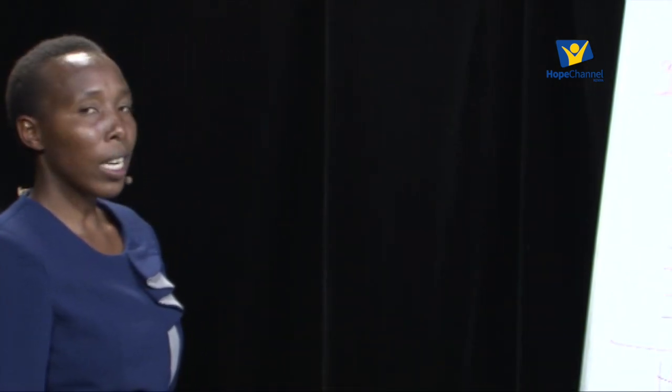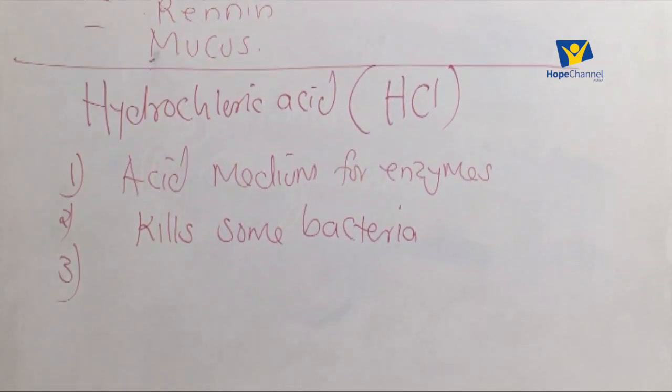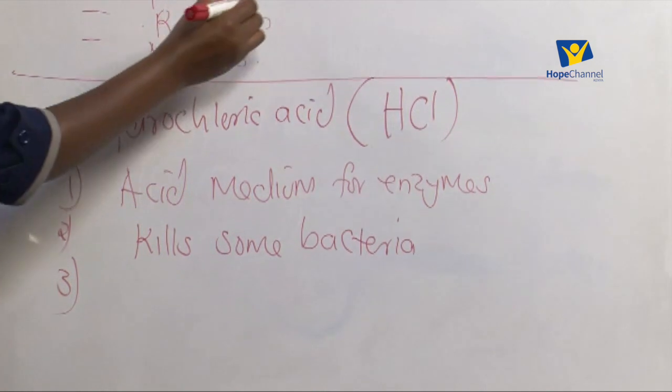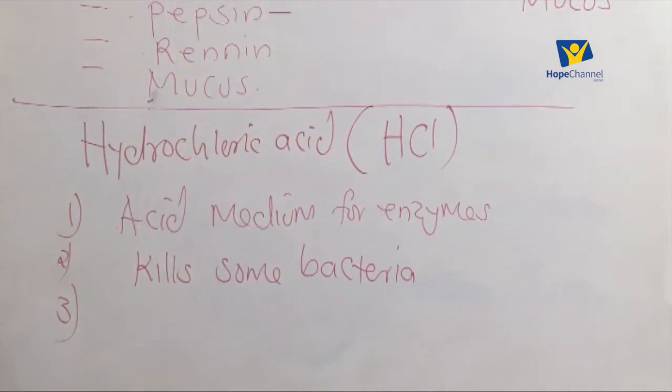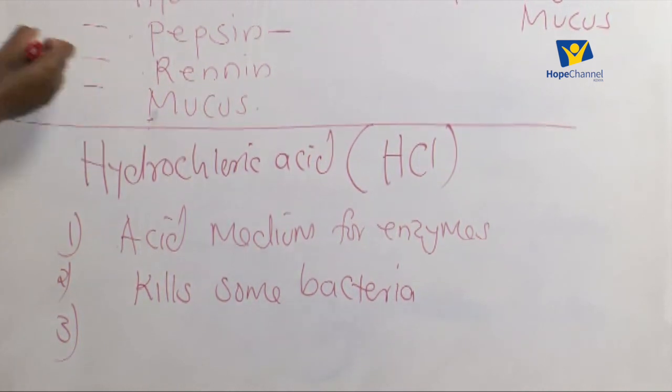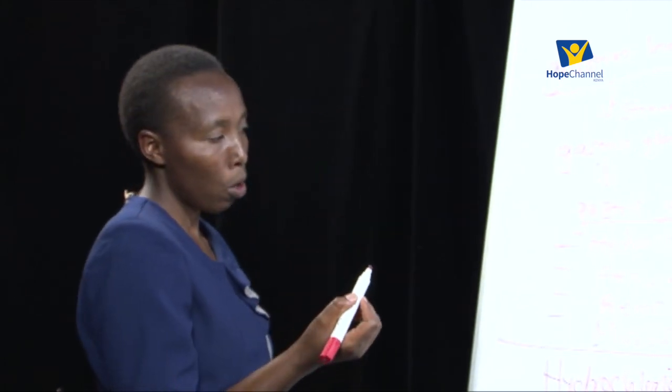And number three, hydrochloric acid activates pepsin and renin. Now, what do I mean by activates? You realize that pepsin digests proteins. Renin digests proteins. And when we talk about pepsin, pepsin is the active part. If the cells that are producing the pepsin produced it in the active form, then pepsin will digest those cells, any part that is protein in nature.